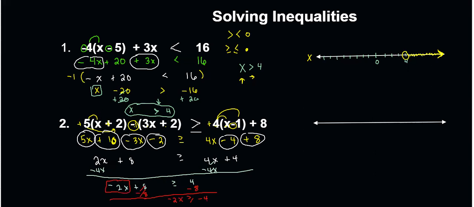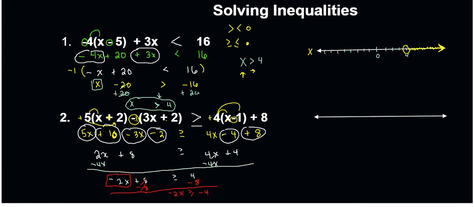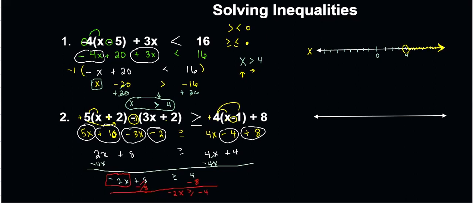Now, I don't want negative 2x. So, what am I going to do? They're timesing by negative 2, so we're going to divide by negative 2. And when I do, these are gone, and I get x. But I divided by a negative, so I need to switch the inequality. A negative 4 divided by negative 2 is 2, and we're done. So we get x is less than or equal to 2.